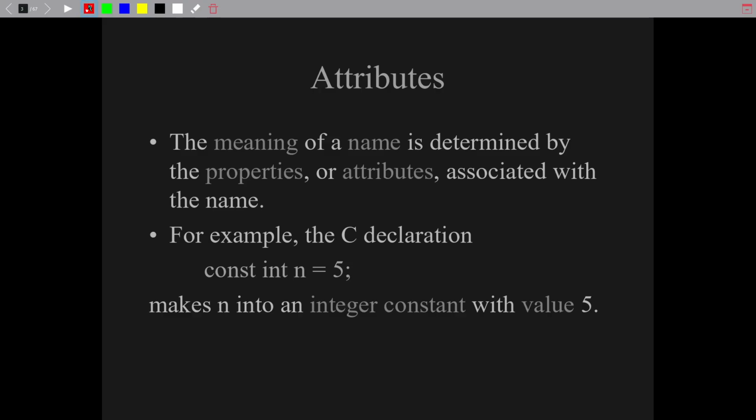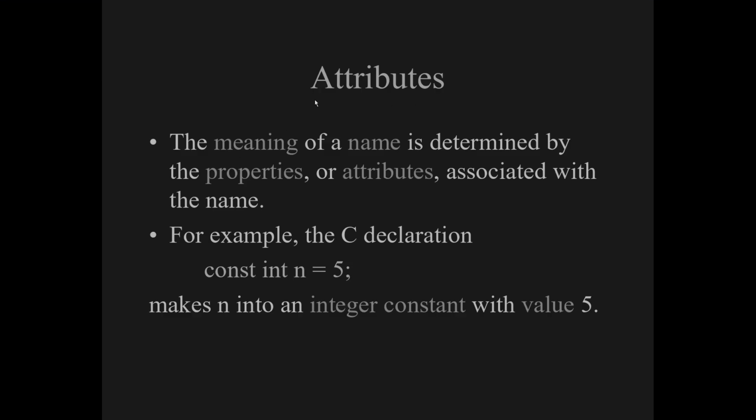Now, let's get into it. Let's talk about attributes. The meaning of a name, like the name of a variable, in a program is determined by the properties or the attributes that are associated with the name, okay? So this is the name of something in a program written in C, and this declaration associates the name n with the type constant integer and the value 5, okay?